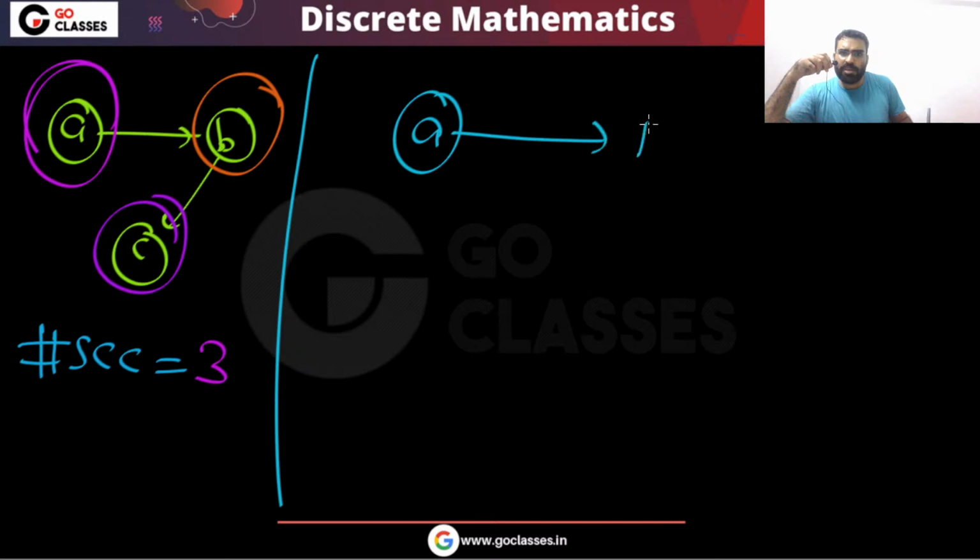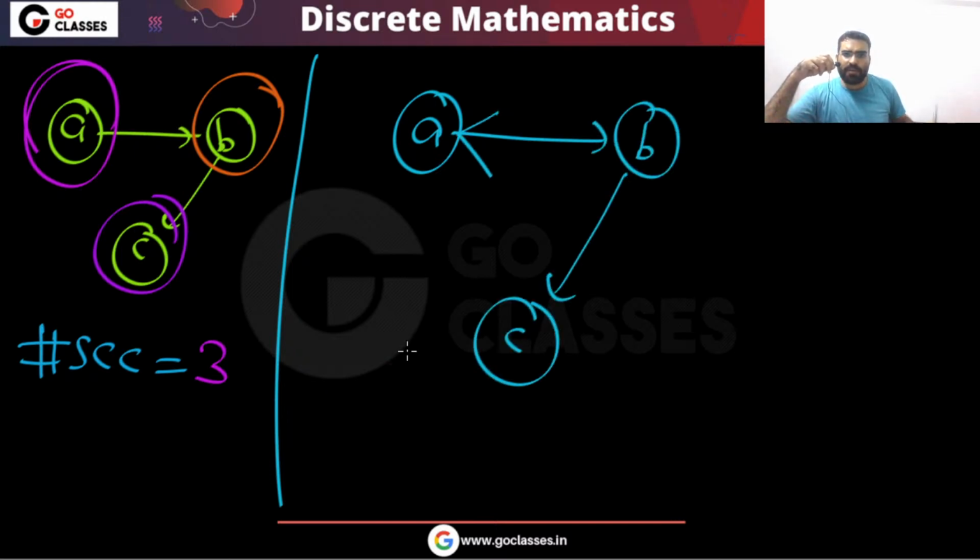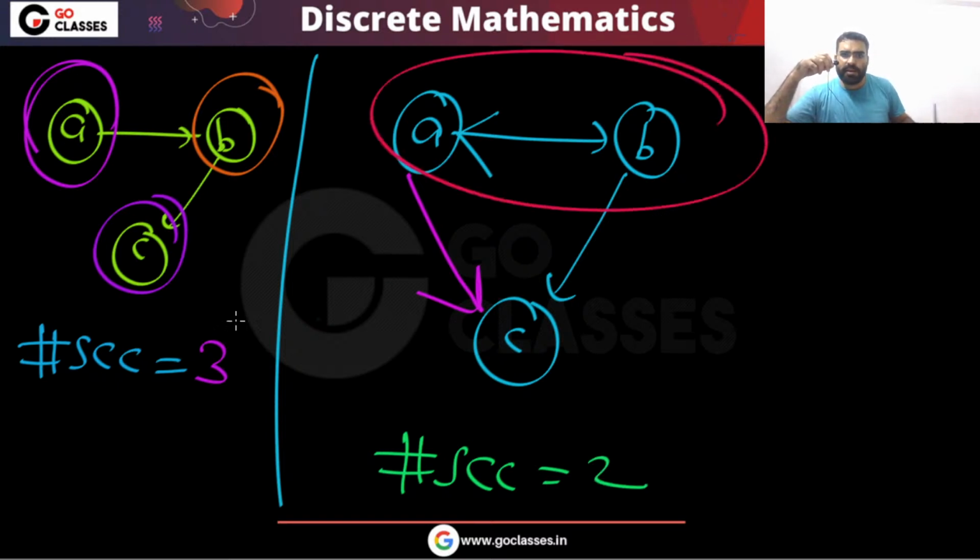Tell me, in this graph how many strongly connected components are there? So there are two strongly connected components. One strongly connected component is this, and another is this. So you have two strongly connected components in this graph.